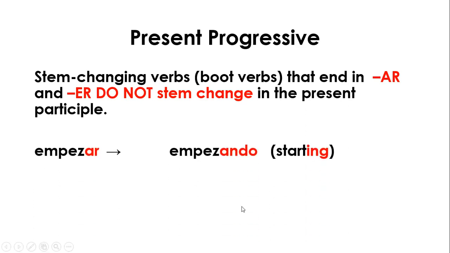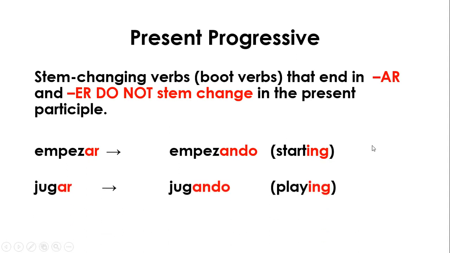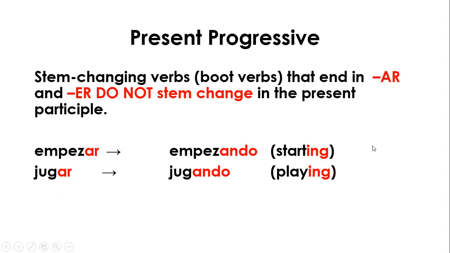So where empezar, this E would have switched over to IE. This one doesn't, because we're not adding o, as, amos, or on. We're adding a different part of speech, the ando, the thing that makes it ing. So since it's a different part of speech, we do something different. Same thing with jugar. AR verb, it originally was a U to UE. This would have changed. But when we turn it into the ing, no change.